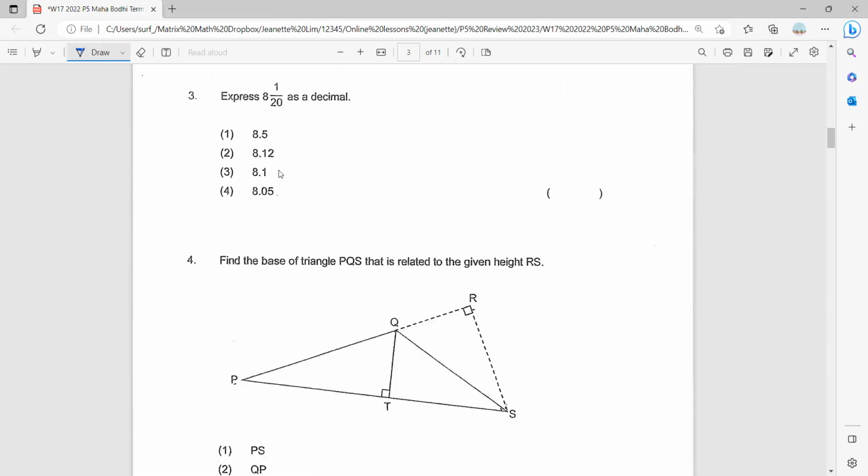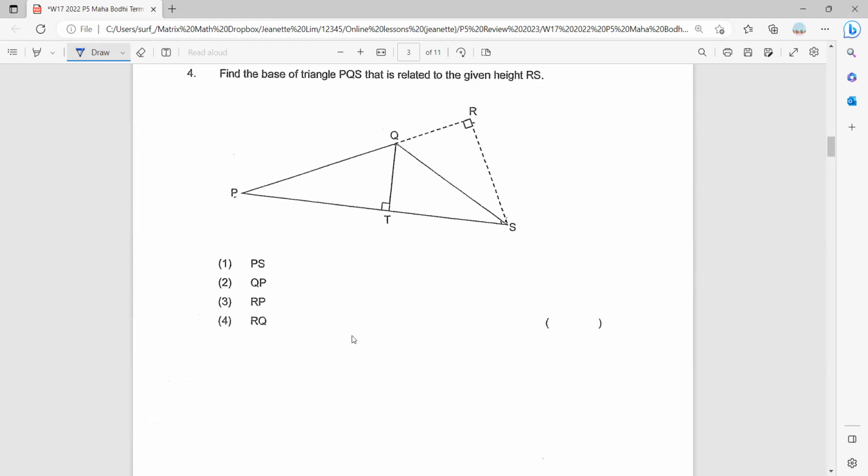Look at question 3. Express 8 and 1 over 20 as a decimal. So if you want to express 8 and 1 over 20 as a decimal, you can change it to over 100. So you have to times 5 to get 5 over 100. Okay, 5 over 100 means it's 8 point, not 8.5, but 8.05. This is the hundredths place. Okay, so this is number 4.